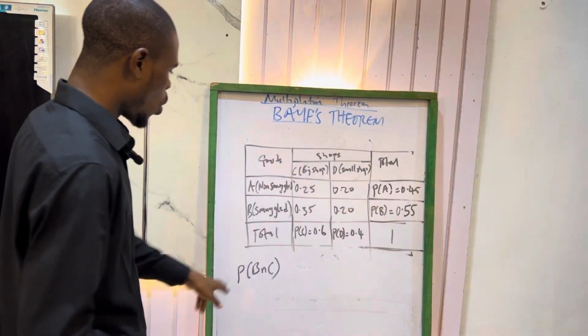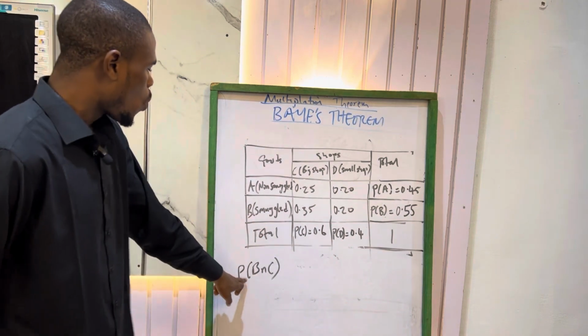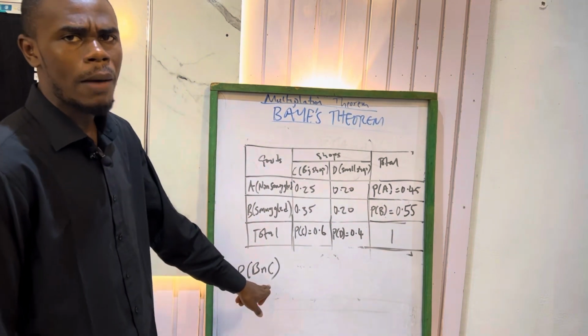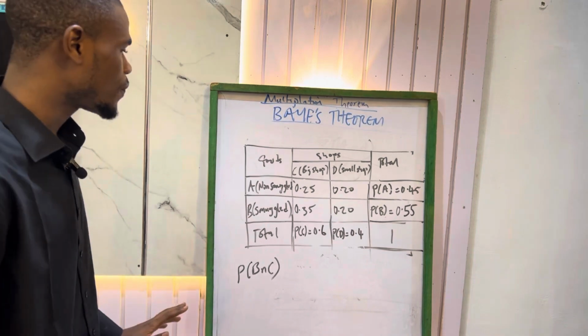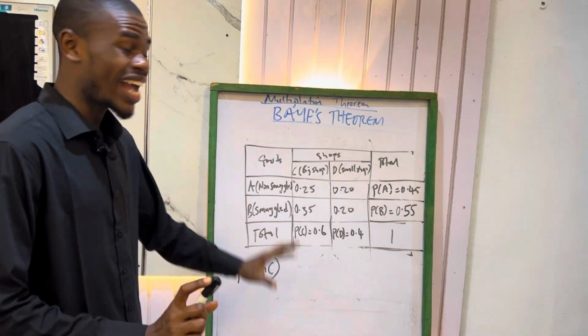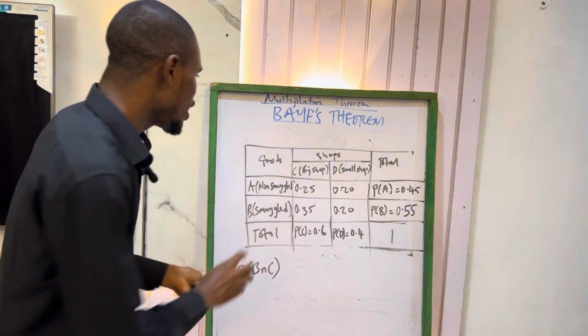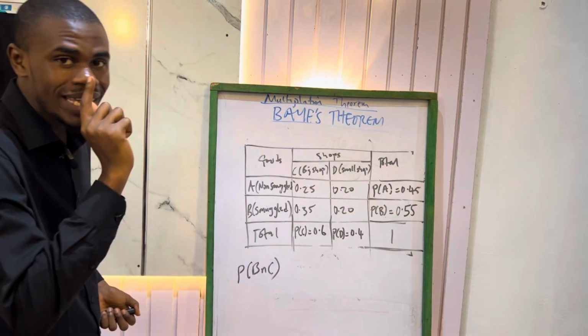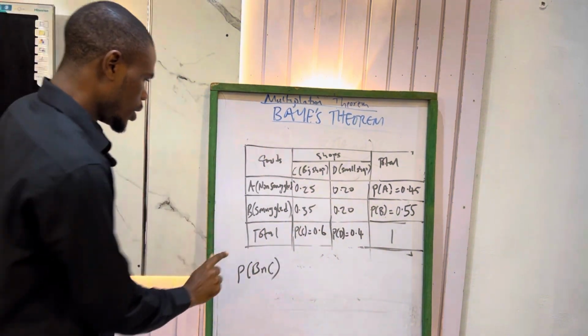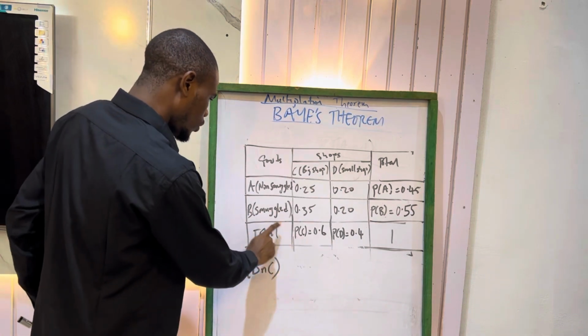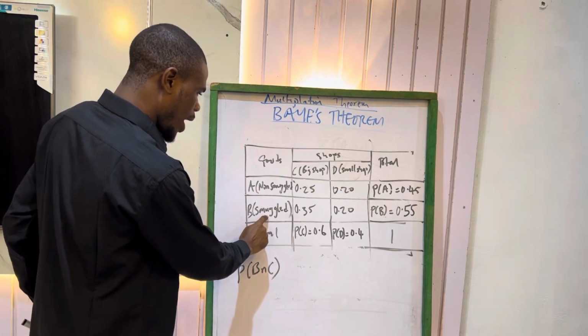So progressing forward, the first question they asked us to find: what's the probability? This was the joint probability of B and C. That's the first question. So it's as simple as that. You can get it easily from the table. So probability of B intersect C is where the probability of B intersects the probability of C, which is, this is the probability of B, right?